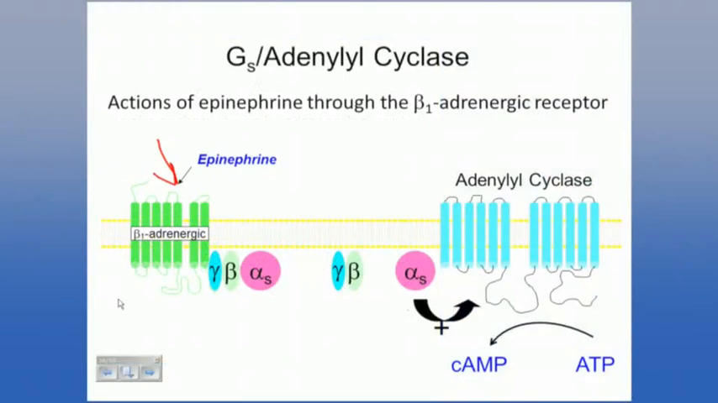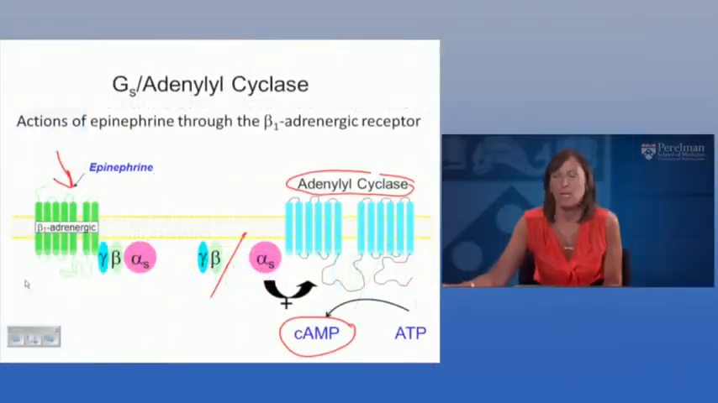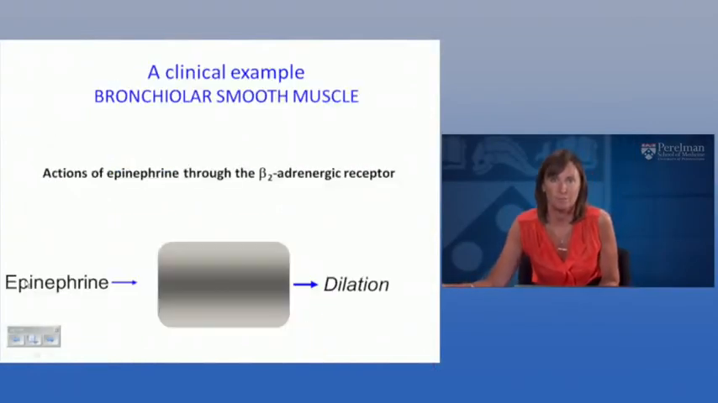This causes dissociation of the subunits. You get the alpha subunit being dissociated from the beta and the gamma subunit. The effector in this particular case is adenyl cyclase. An increase in the effector, adenyl cyclase, causes an increase in conversion of ATP to cyclic AMP. Cyclic AMP is the second messenger cascade involved in the activation of the beta-1 adrenergic receptor in response to epinephrine.